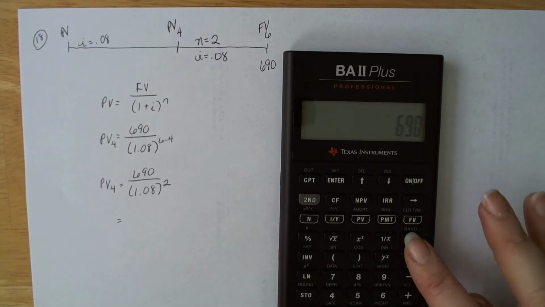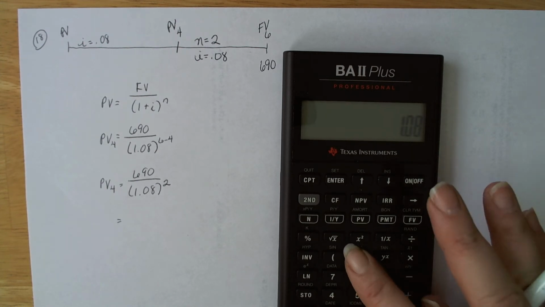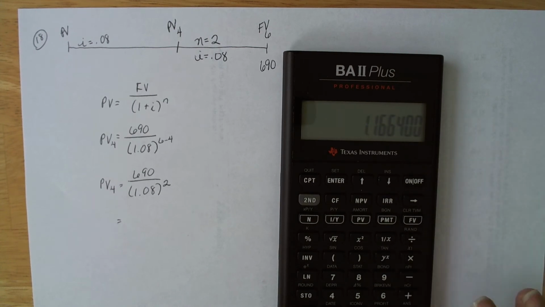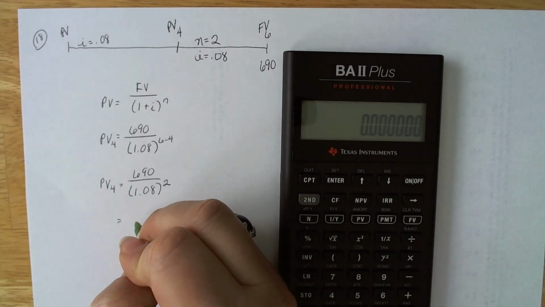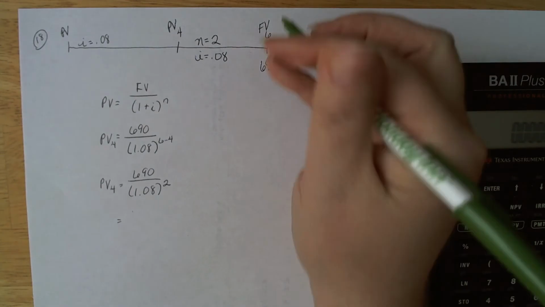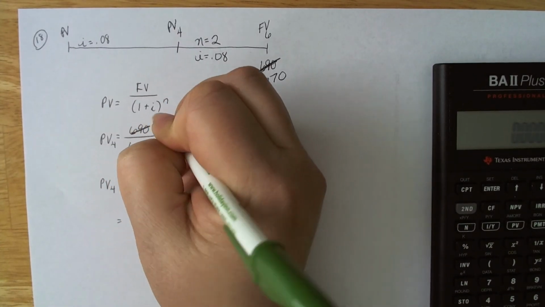690 divided by 1.08 raised to the second, and I am getting a little bit of a different answer. So let's step this out a little. Oh, you know why? Because this is not 690, this is 670. There we go.